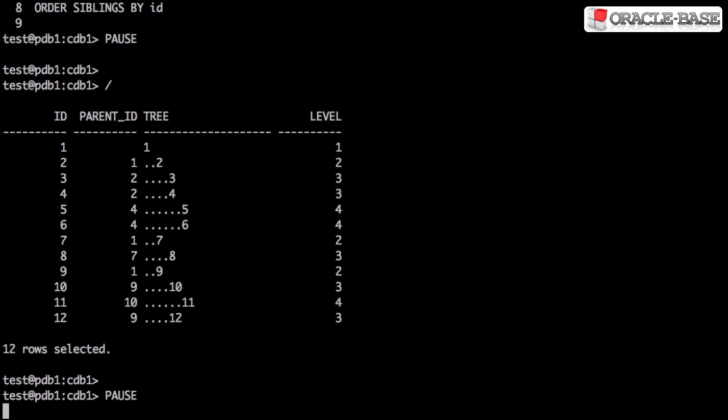Looking at the output from this query, we can see that the rows have been returned in a manner that shows the relationship between the parent ID and the ID columns. Level indicates the level of indentation in the hierarchy, which we've used to form the tree output.